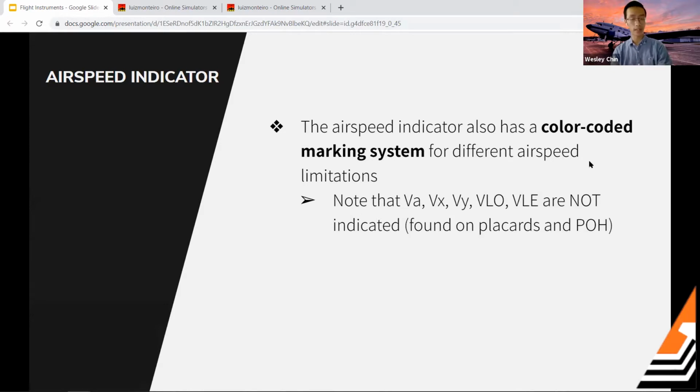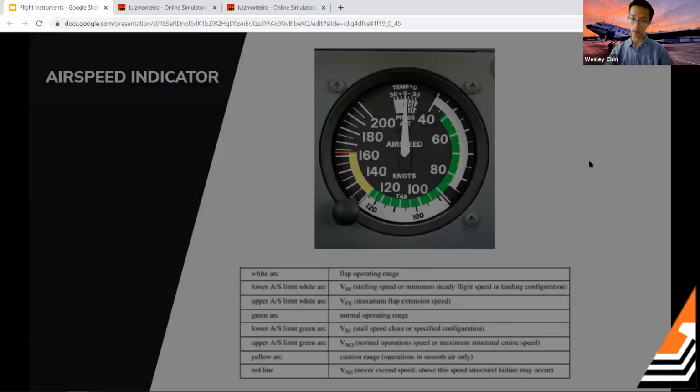Not every V speed is on there, though. So you're not going to see maneuvering speed, VA, right? That changes with weight. You're not going to see VX or VY, best rate and best angle of climb. You're not going to see your landing gear operating speeds there. All that, you can find in your POH. But definitely, let's take a look at this airspeed indicator over here.